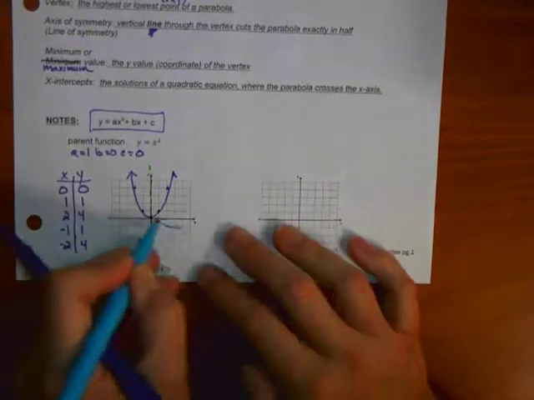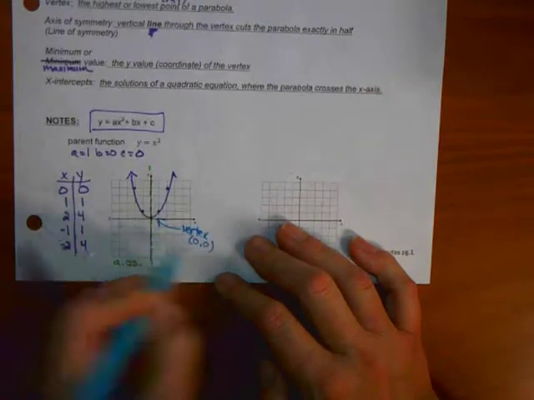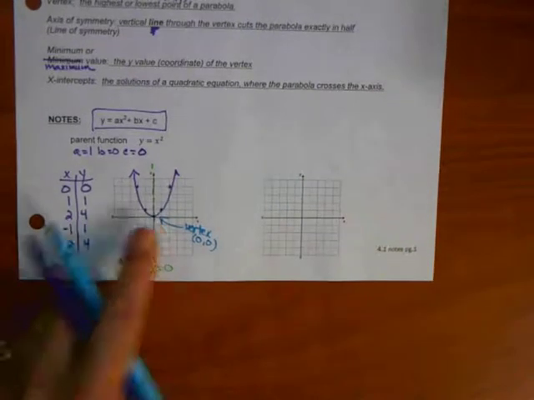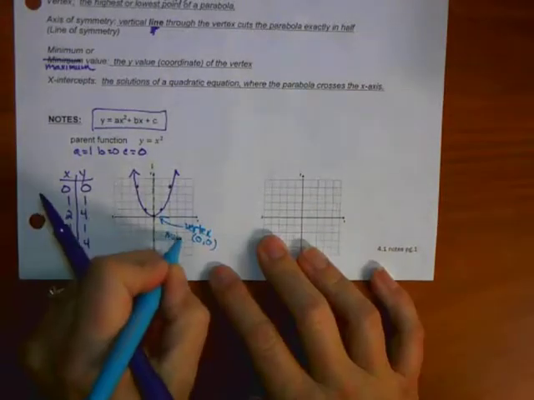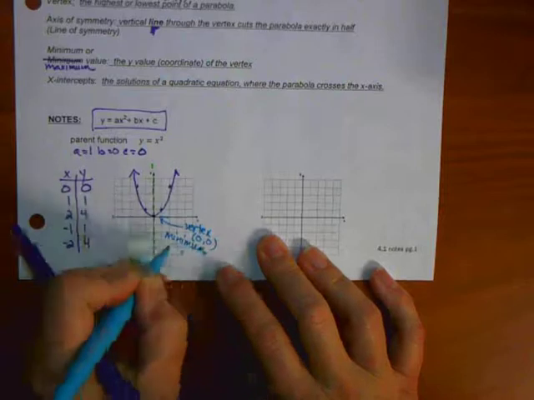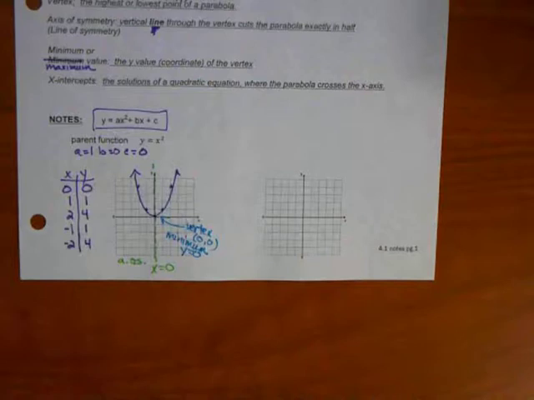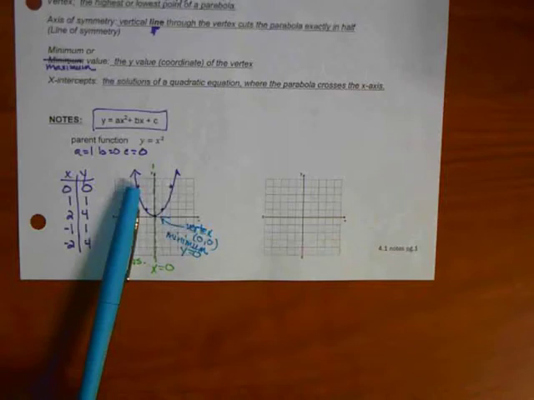The vertex coordinates are what? 0, 0. The minimum, why does this have a minimum? Because it's facing up. Because it opens up. It's the lowest point, the minimum, okay? The minimum is just the y coordinate. We would say it's y equals 0. The minimum is y equals 0, okay? So that's basically that. With the parent function, just know that it's 1, 1, 2, 4, and then the flip side over the axis of symmetry.